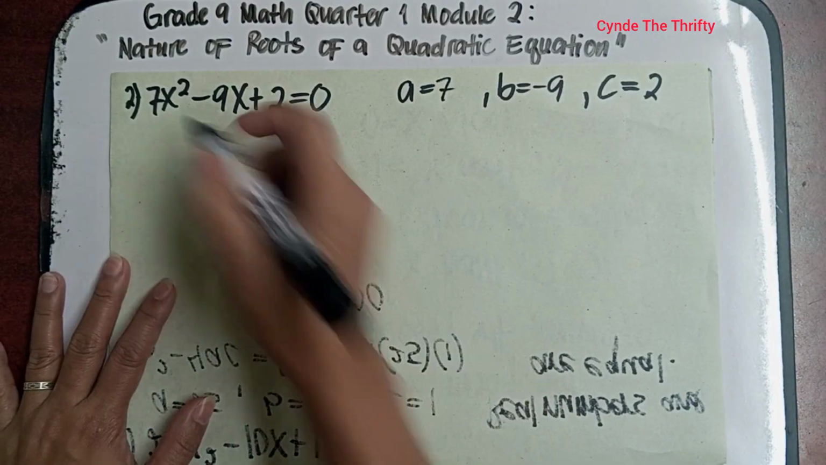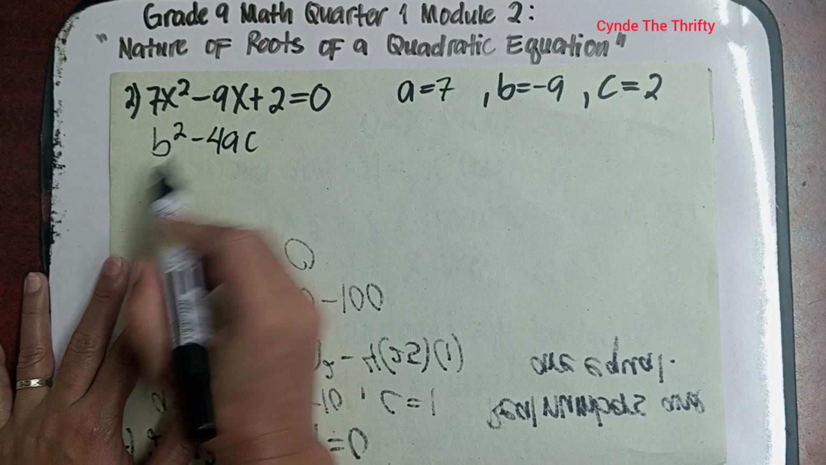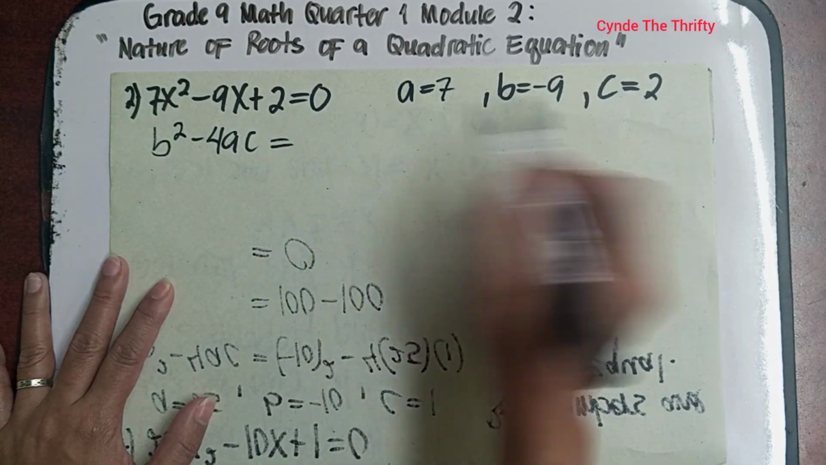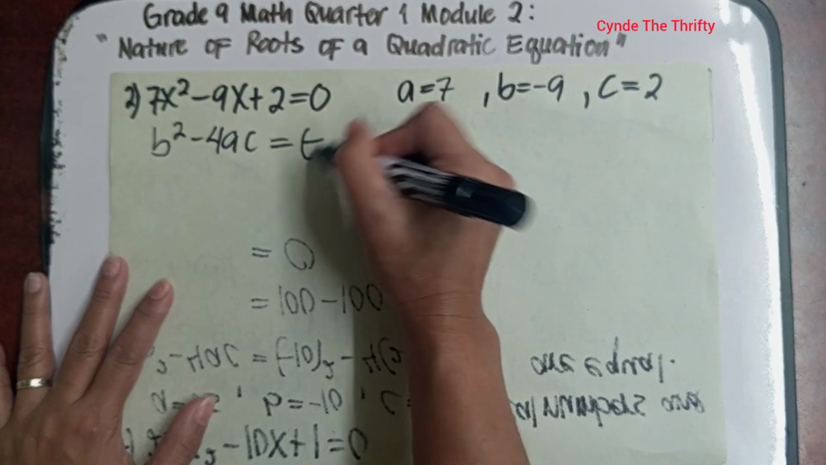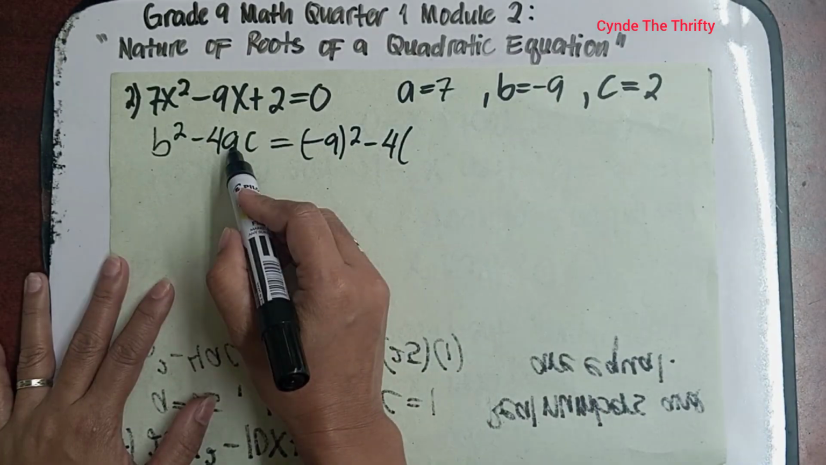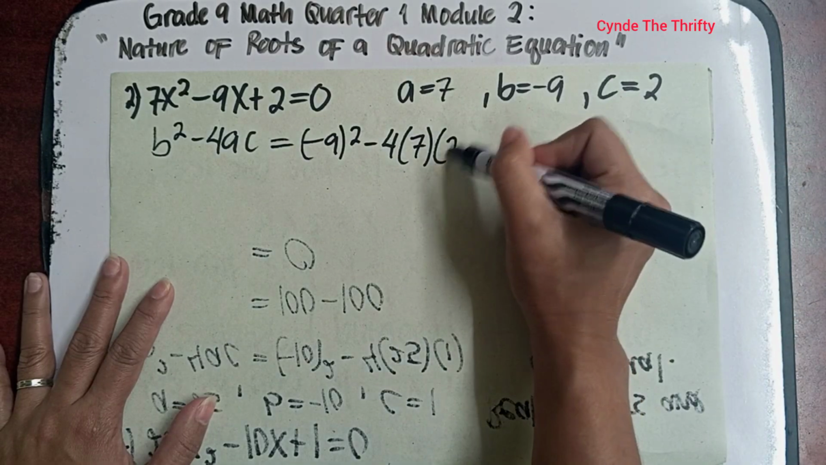Now isolve na natin ang ating discriminant gamit ang ating formula na B squared minus 4AC. So, i-substitute na natin. B squared, si B is negative 9 squared minus 4 multiplied by the value of A na 7 multiplied by the value of C na 2.